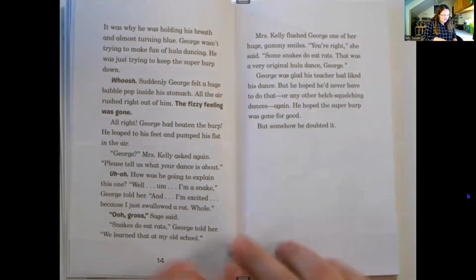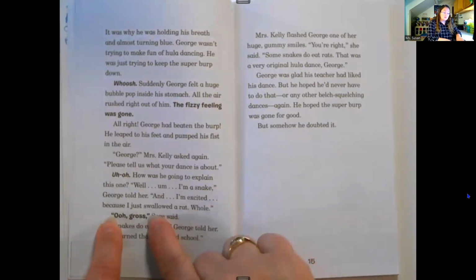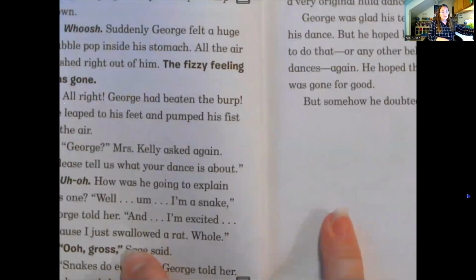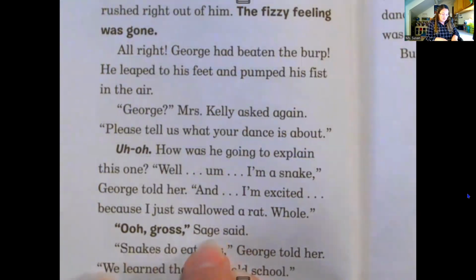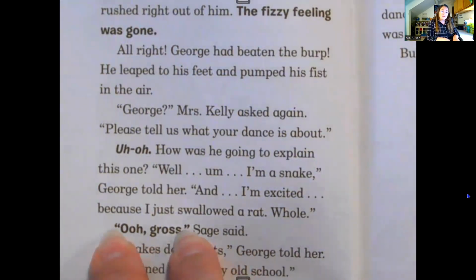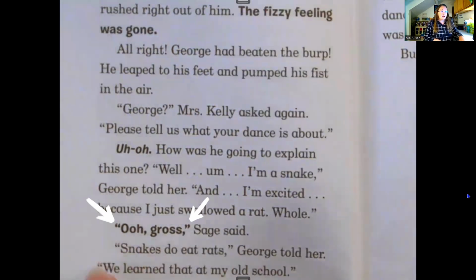"Oh, gross," Sage said. So you see these quotation marks right here, the little teeny tiny marks. These are what we were just talking about a minute ago. Because Sage said it, the person in the story said it, they have to put these little marks around the side of it. And that tells you, hey, this person is saying it out loud. This character is saying that out loud.